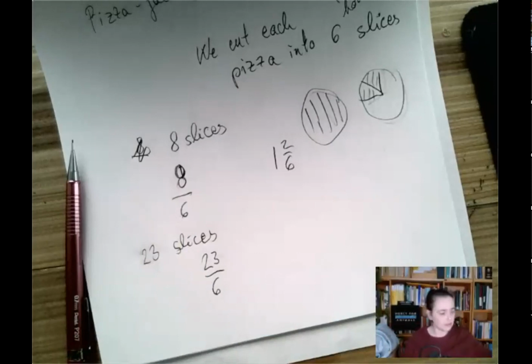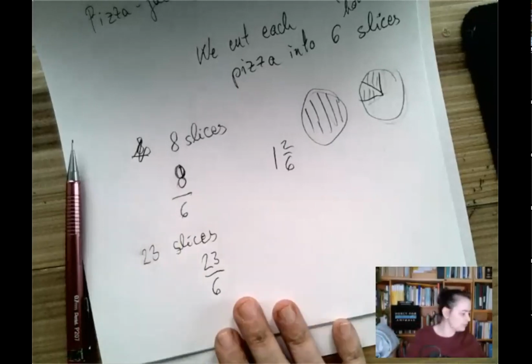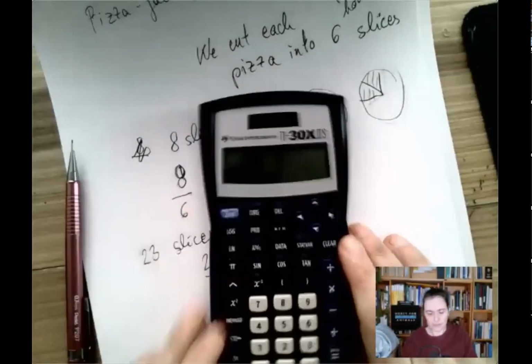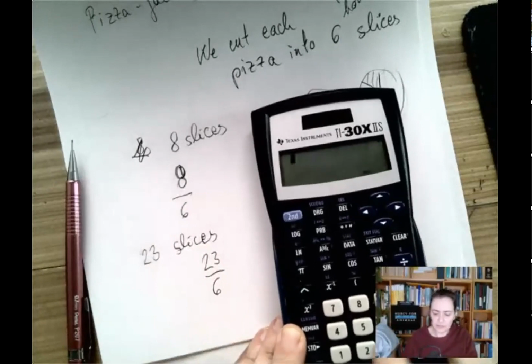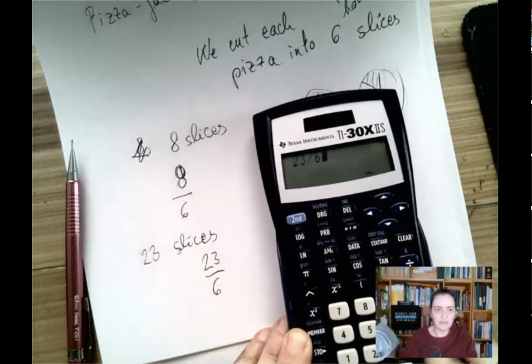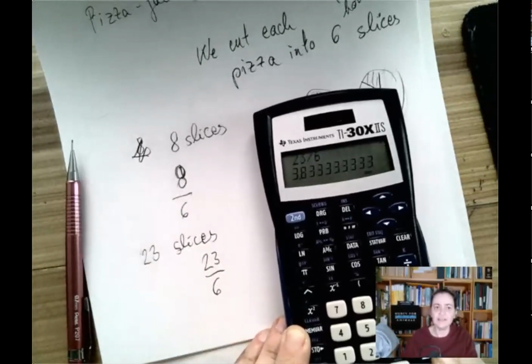And you can actually use the calculator. You just need to know what to ignore. If the numbers are bigger, you can punch in 23 divided by 6, but then you have to ignore everything after the decimal. It's 3 and change.